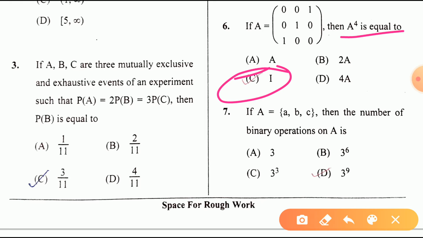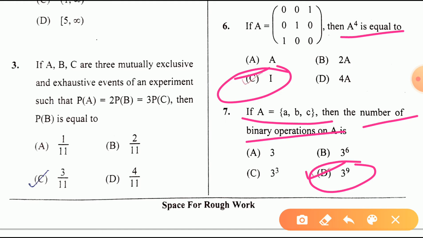Okay. Next, move on to question number 7. If A = {a, b, c}, then the number of binary operations on A is 3 raised to 9. Therefore, the right choice of this question is D.